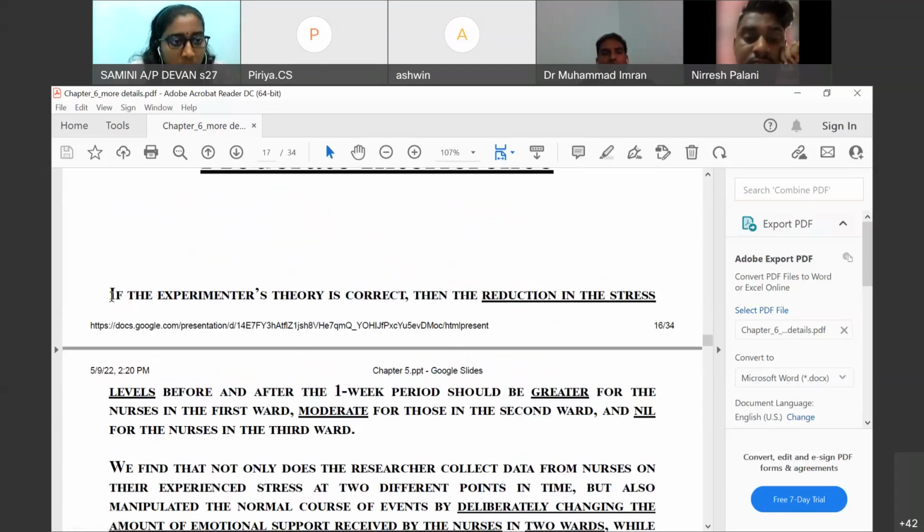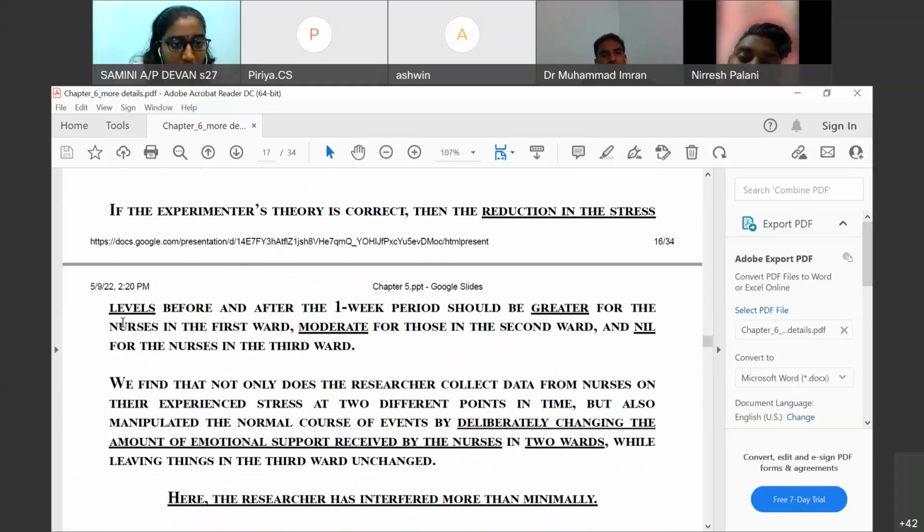This is an experiment. If the experimenter's theory is correct, then the reduction in the stress levels before and after the 1 week period should be greater for the nurses in the first ward, moderate for those in the second ward, and nil for the nurses in the third ward.